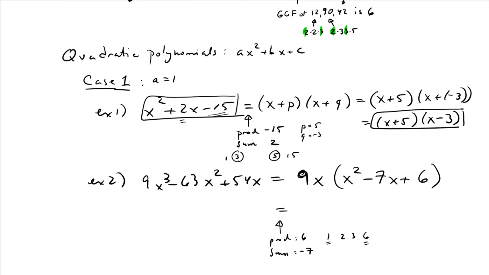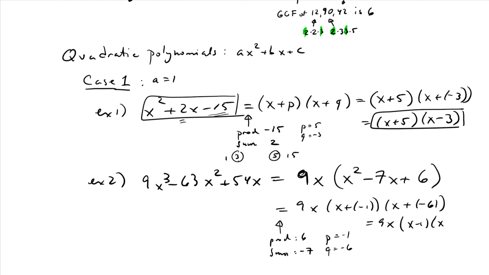So those are P and Q. P is minus 1, Q is minus 6. So it's going to be 9x, (x plus minus 1), (x plus minus 6). Once you get comfortable, you can immediately write 9x(x minus 1)(x minus 6).